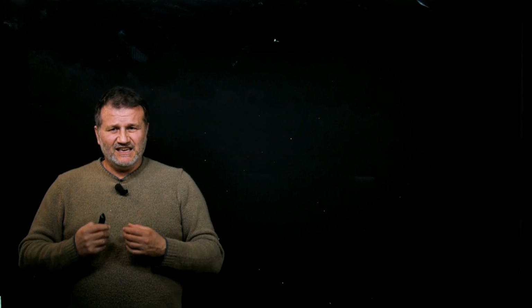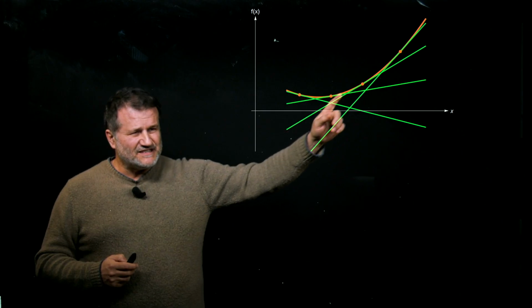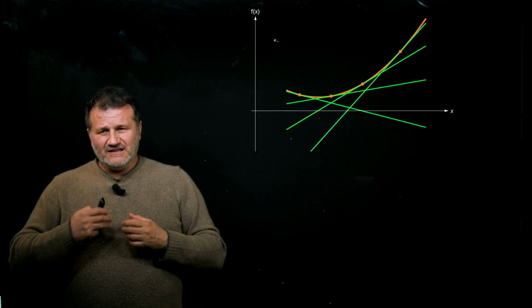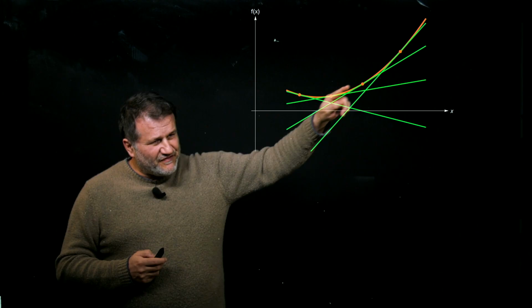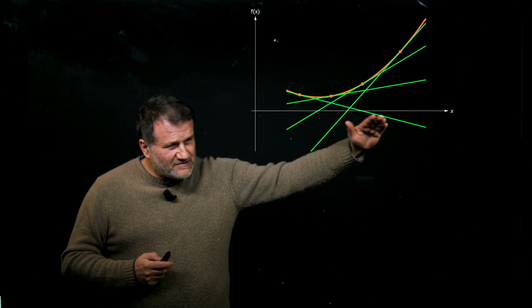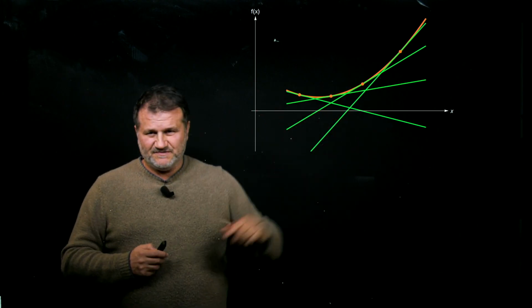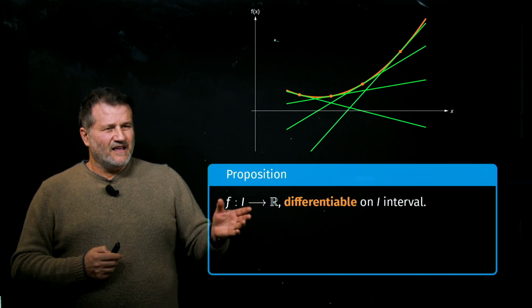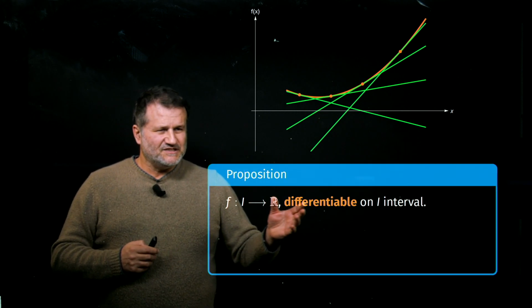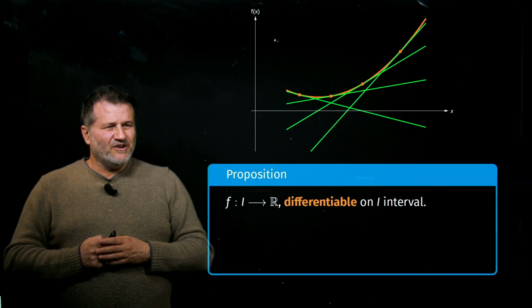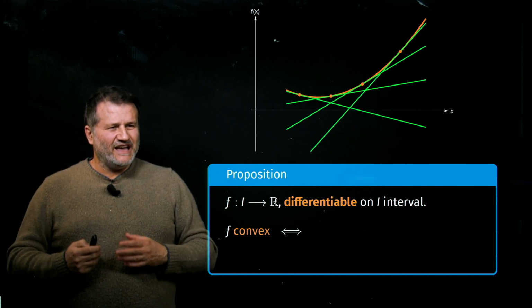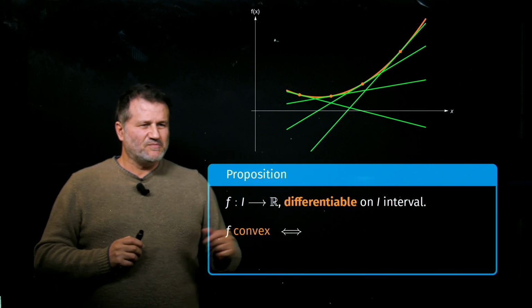One of the beautiful aspects of convexity is its rich geometric interpretation. For example, if now f is differentiable on the interval I, we notice that if f is convex, then the graph of the function lies above each of its tangents. This can be formalized. If f is defined on an interval I and is differentiable on I, we can prove that f is convex if and only if this property holds.